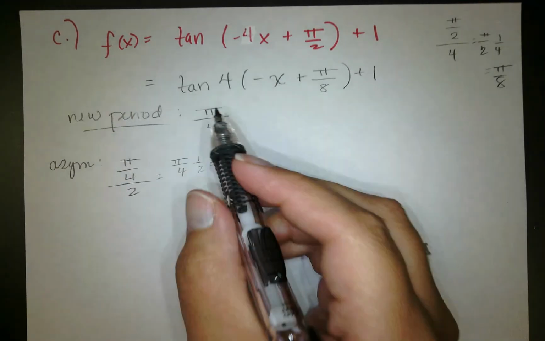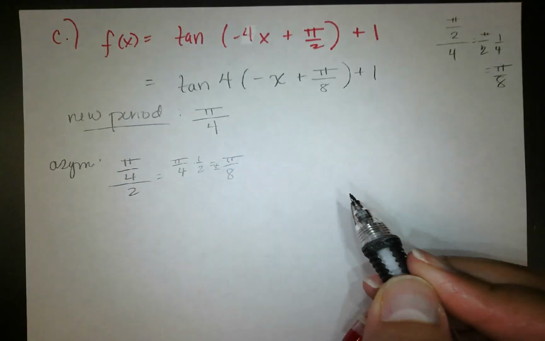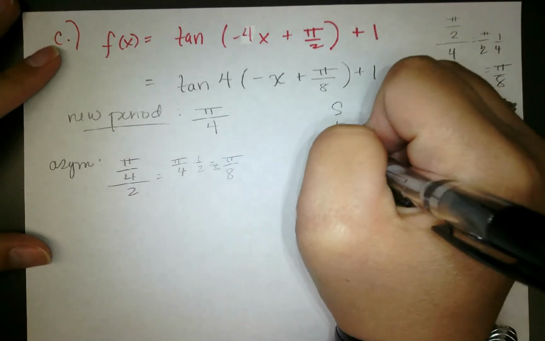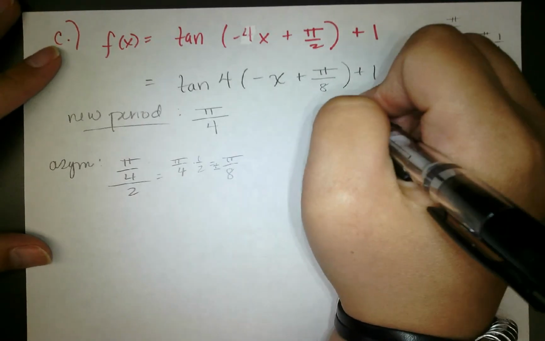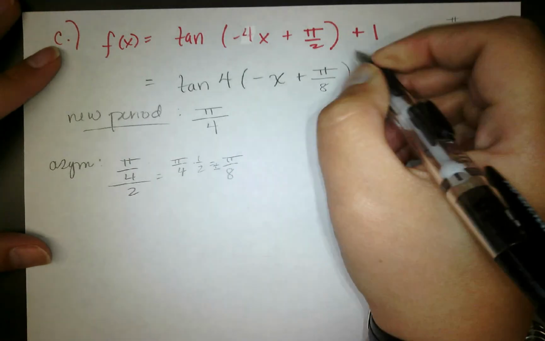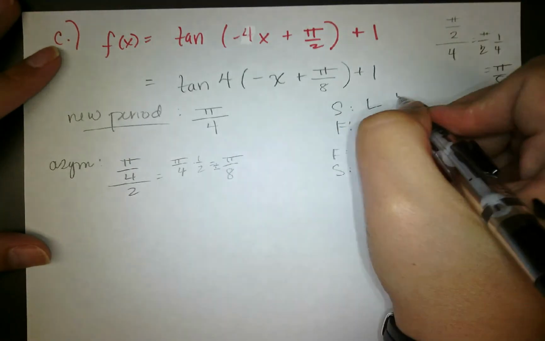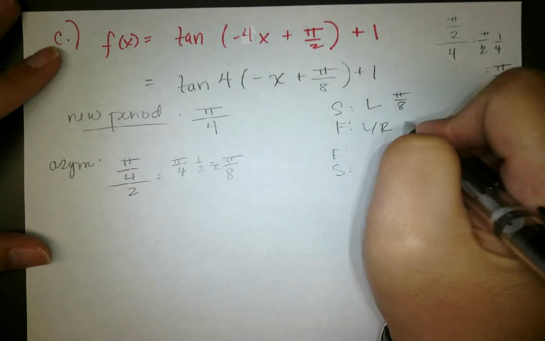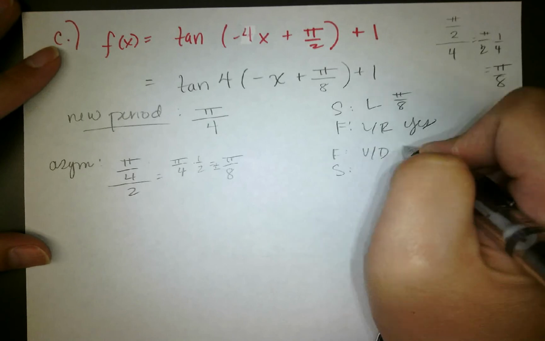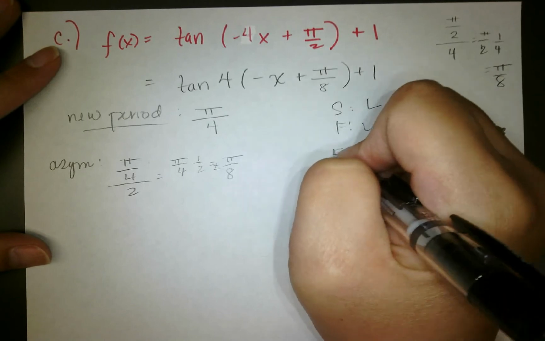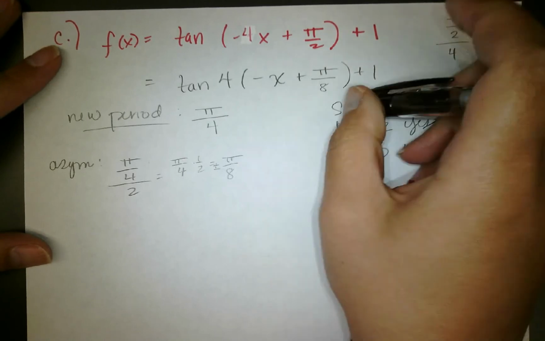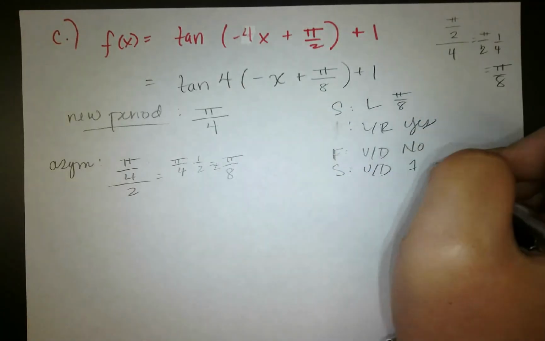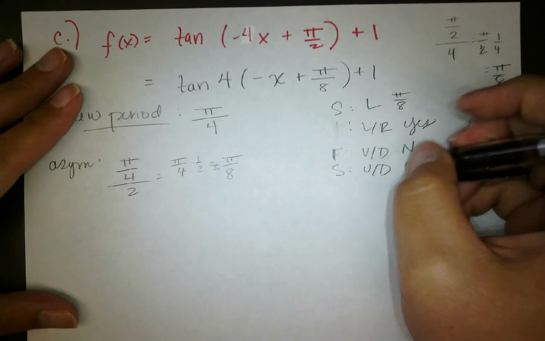Alright, let's keep it moving. So, plus or minus. Those are your asymptotes. Shift, flip, flip, shift. So we're going to go left, because it's plus 8, left pi over 8. Left, right, shift, or flip, sorry, yes. Up, down, flip, no. These F's are ugly. And then shift, up, down, yes. Up 1.